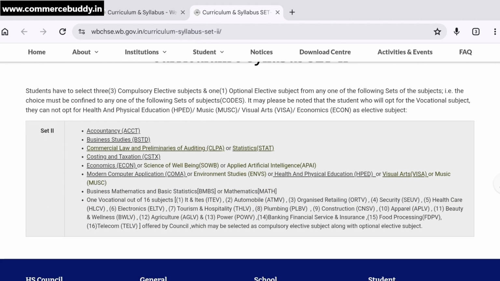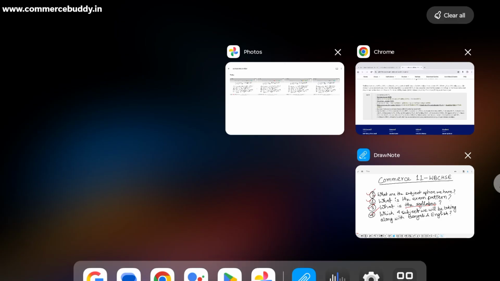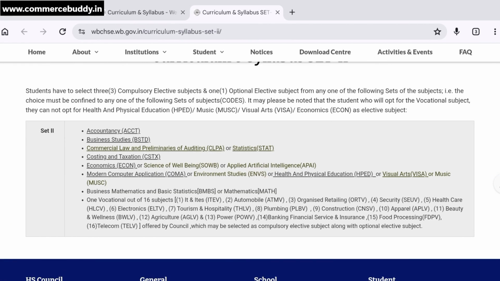In Set 2, you will see multiple subjects: Accountancy, Business Studies, Commercial Law, Costing and Taxation, Economics. Then there are Modern Computer Applications, Business Mathematics, and Basic Statistics or Mathematics. So these are the subjects, and let me talk through what subjects we have in total.